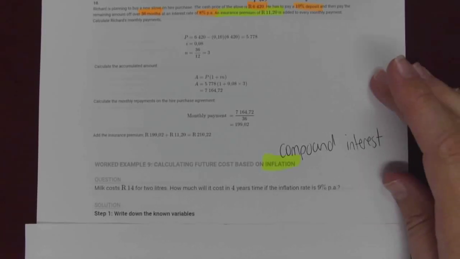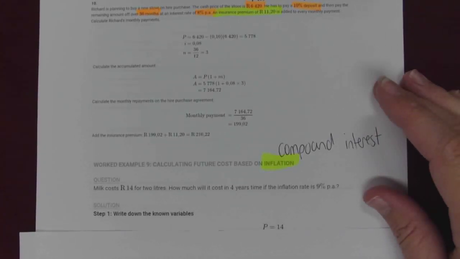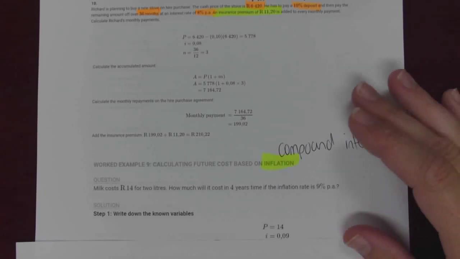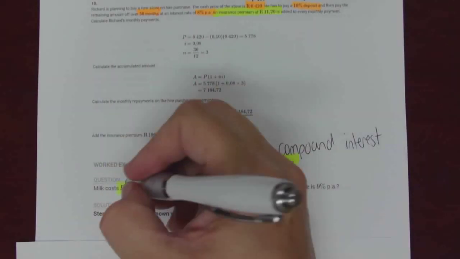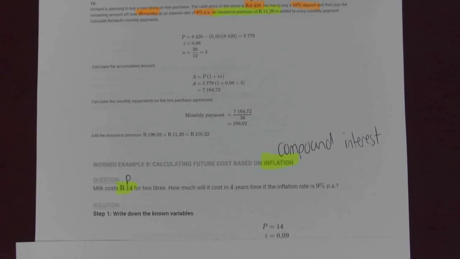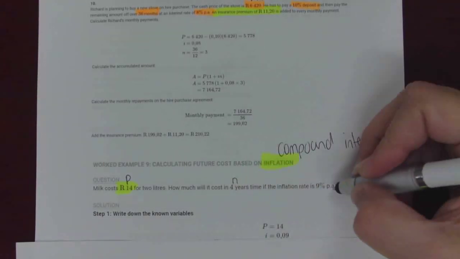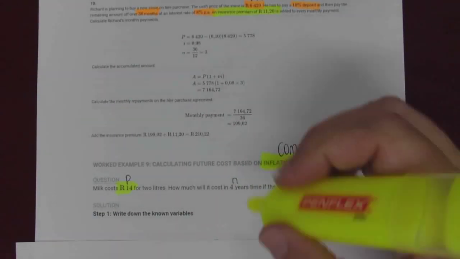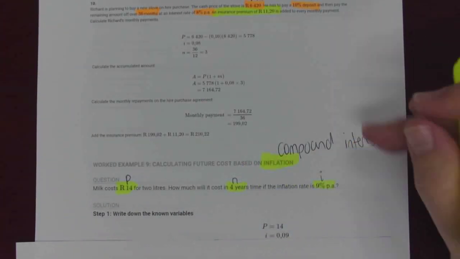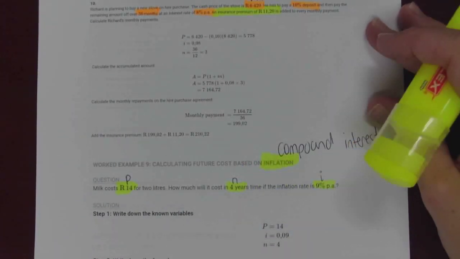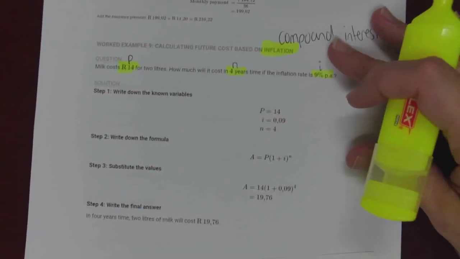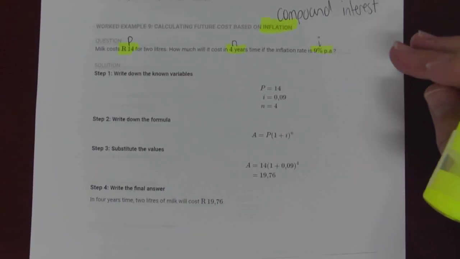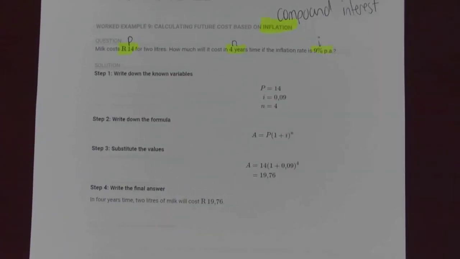So here are 2 examples for you. Milk costs 14 Rand for 2 liters. How much will it cost in 4 years? So we're going into the future. If we're going into the future, that is my starting value. This is my N. That's my interest rate. Using compound interest, slot in the values. So in 4 years' time, I will pay 19 Rand and 76 cents for 2 liters of milk.